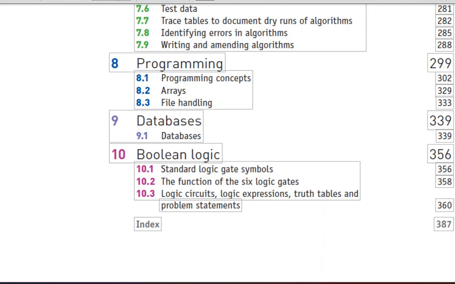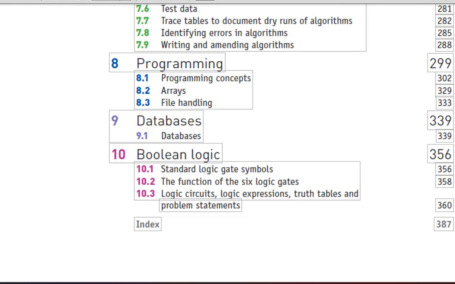In chapter number 8 we will also talk about arrays. Arrays are another user defined data type. We will just talk about arrays, where you have multiple values with the same data type. Next we will talk about file handling, and chapter number 9, which is most interesting, database.